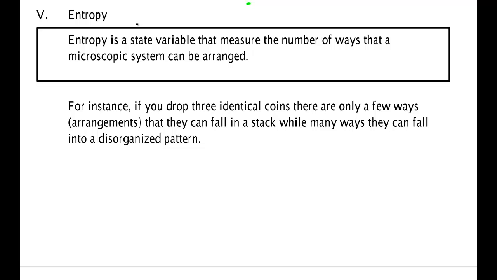That is, it is something that defines the state of the system, and it measures the number of ways that a microscopic system can be arranged. Think about this, think about if you were dropping some coins. If you try to drop the coins one way, say you drop 4 coins, one possibility is that the 4 coins would happen to land on the table exactly on top of each other.